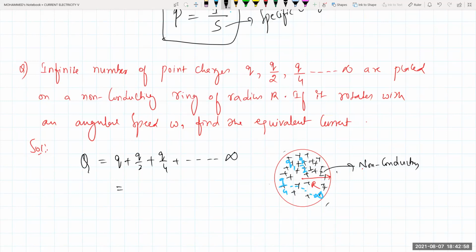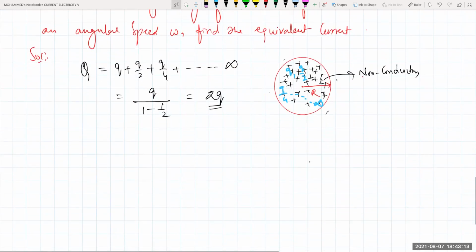What type of progression will it be? GP, geometric progression. Sorry, geometric. So it is Q divided by one minus the common ratio, which is 1 minus 1 by 2. That will become 1 by 2, so it will become 2Q. And then current will be equal to Q by T when it is rotating.